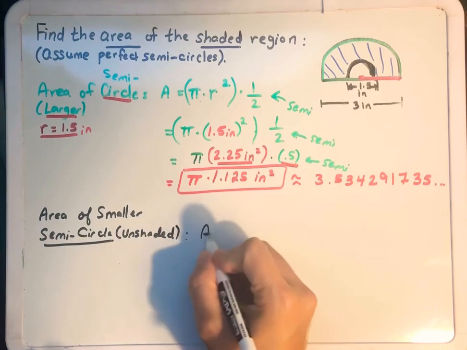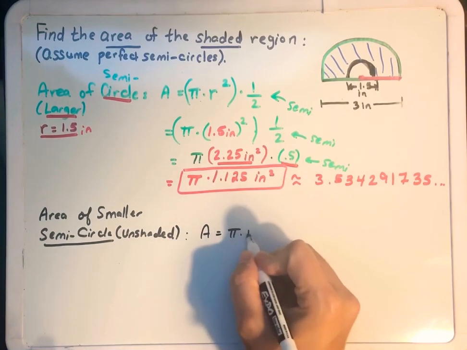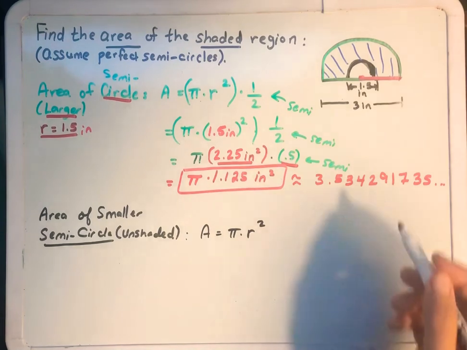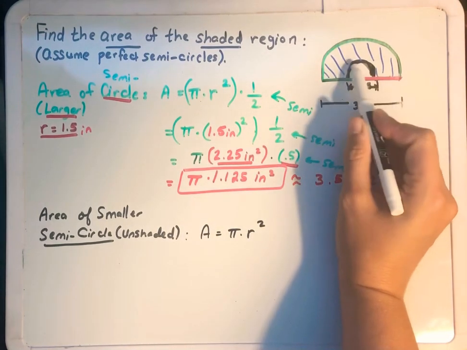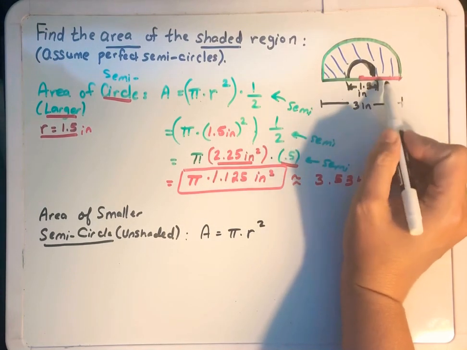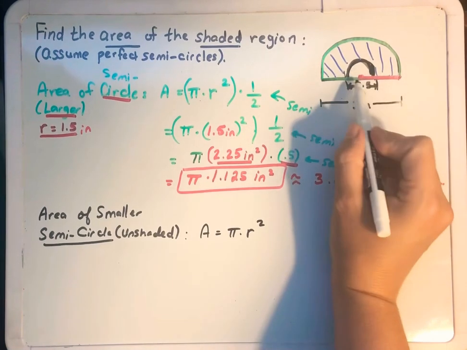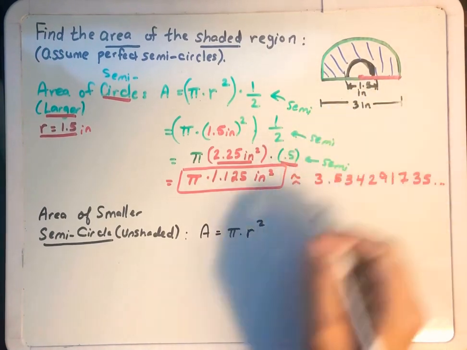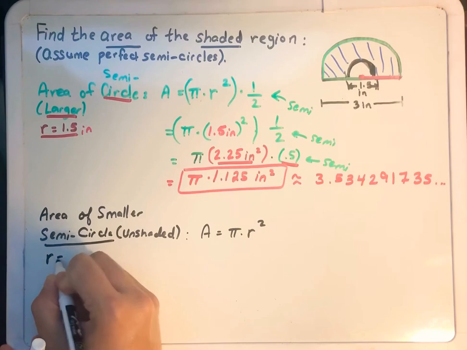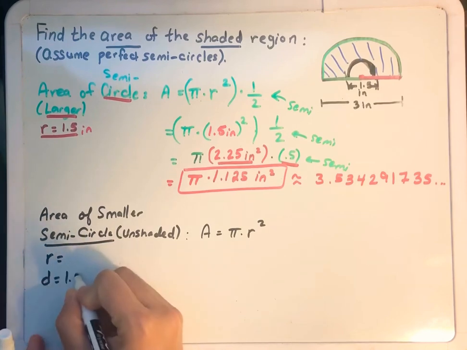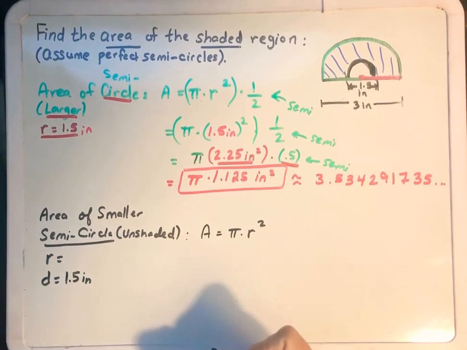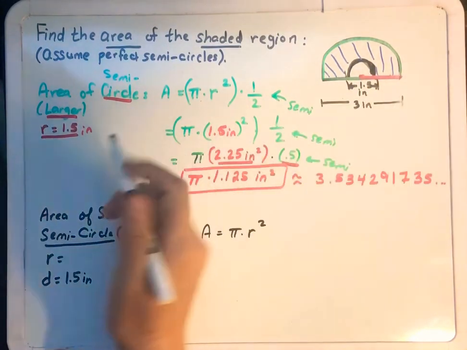So the area of a circle, again, is pi times radius squared. Now, what is the radius of this smaller circle? Well, if it was the full circle, it would look something like this, right? Completely down. It has a diameter, it tells me, of 1.5 inches. So what is its radius if its diameter is 1.5 inches? Well, wouldn't it be half? Like last time, the diameter was 3 inches.